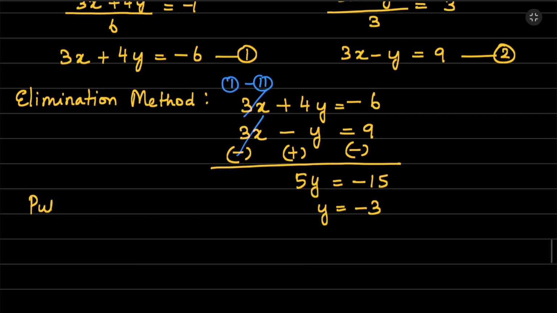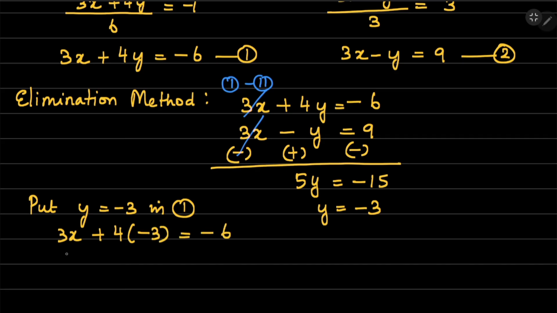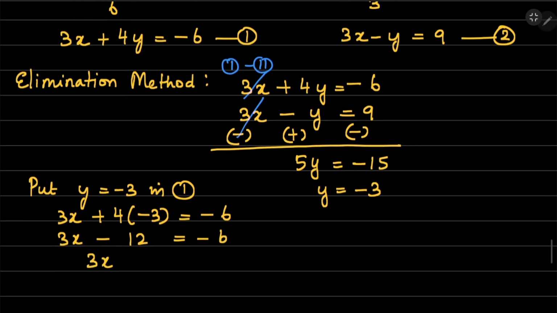So, you can put y equal to minus 3 in equation 1. So, what do you get? 3x plus 4 into y, which is minus 3, is equal to minus 6. So 3x minus 12 equal to minus 6. 3x is equal to minus 6 plus 12, which is nothing but plus 6. And x is equal to 2.